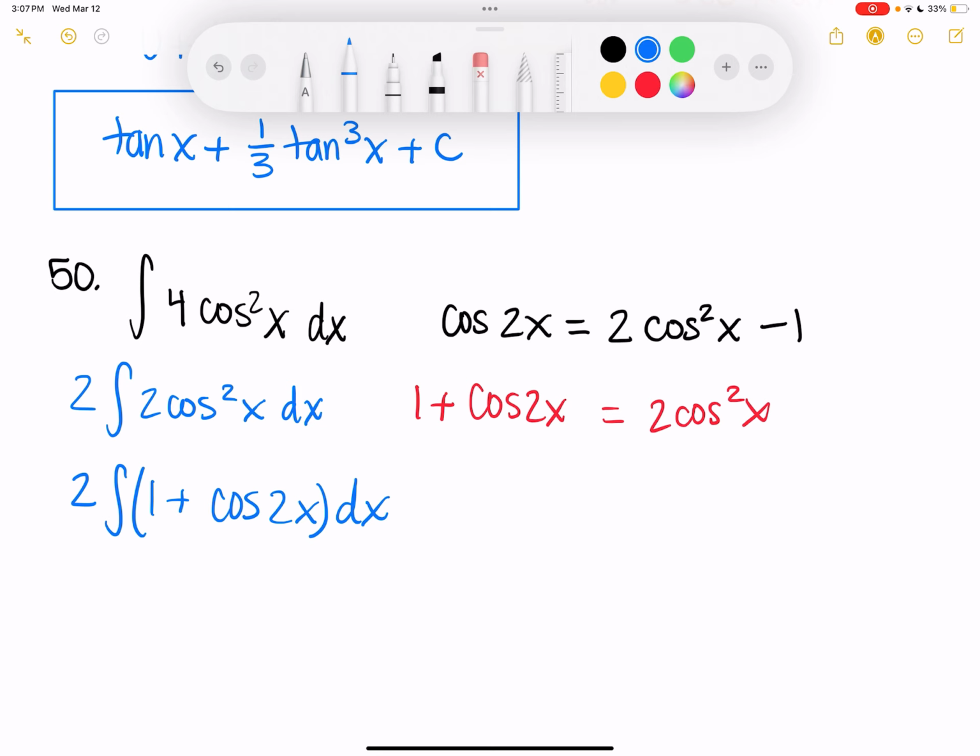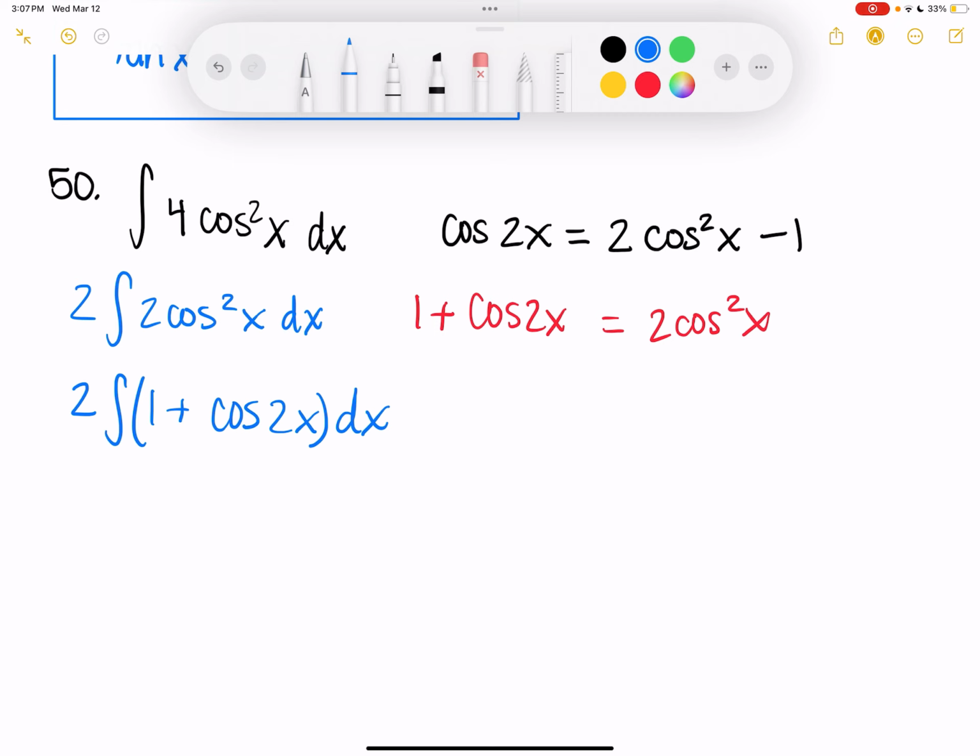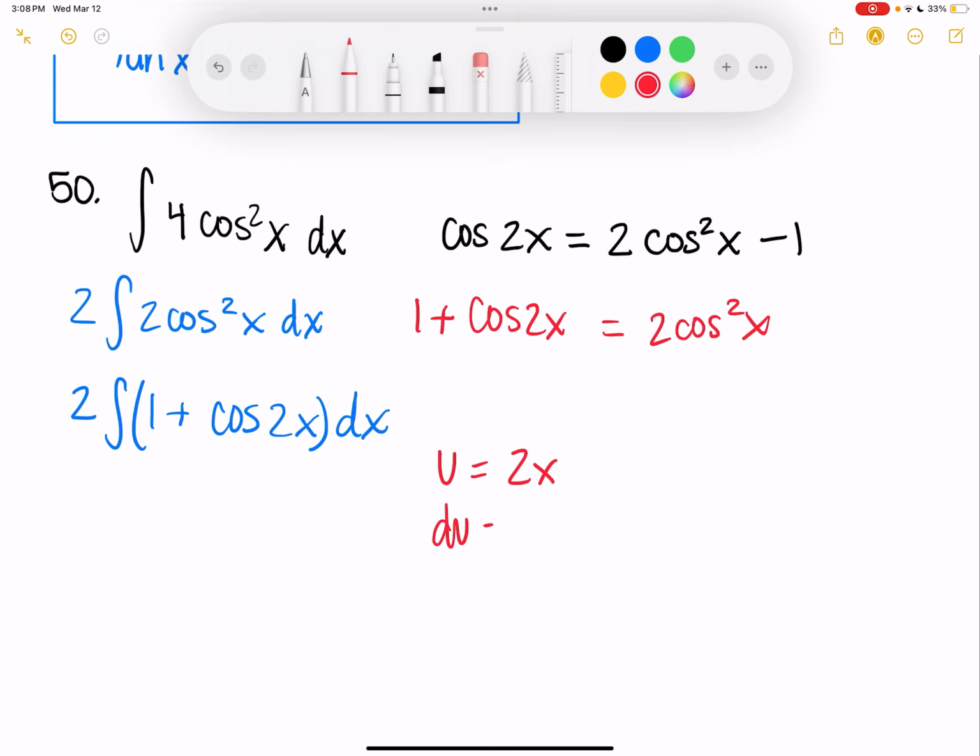Okay, anyways. Back to our regularly scheduled programming. Had to answer an email. Okay. Any ideas here on what u should be? Wait, that 1 plus cosine 2x can't be the whole thing. Oh, I can just take the antiderivative of that. We just make it 1. It's not going to help you. Cosine of 2x. There we go, u is 2x. du is 2 dx, so 1/2 du equals dx.